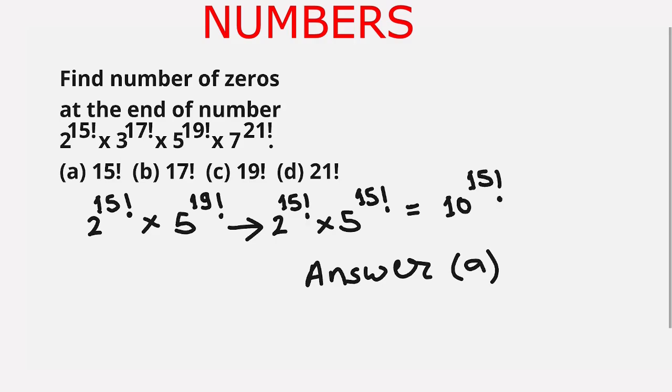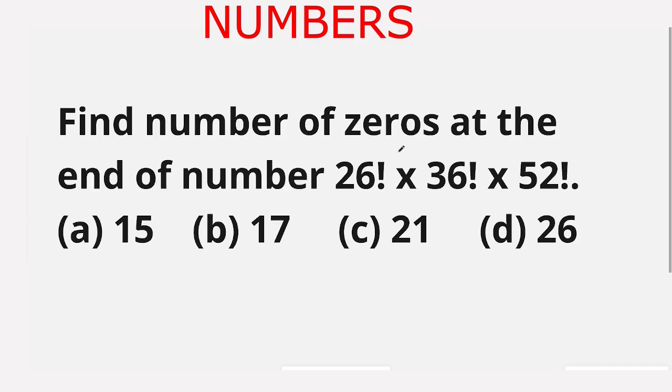I hope you have understood the method of solving such type of questions. We go to the next question. Our question is, find the number of zeros at the end of the number 26 factorial multiplied by 36 factorial multiplied by 52 factorial. The given options are option A 15, option B 17, option C 21, option D 26.